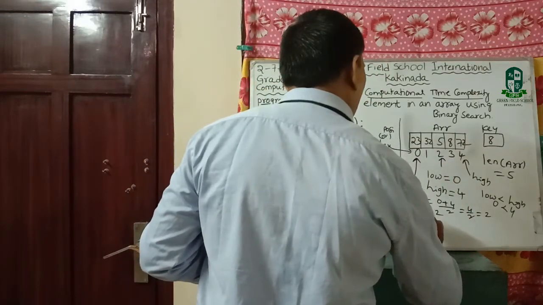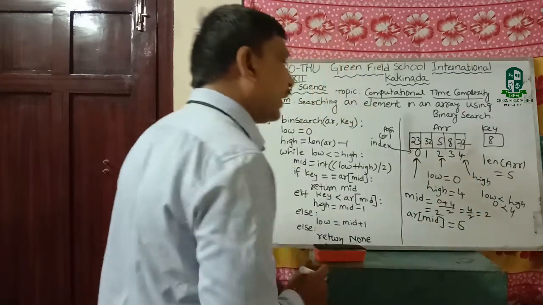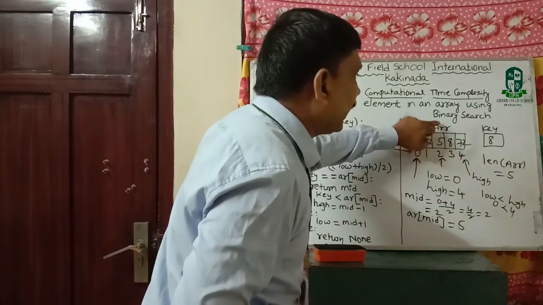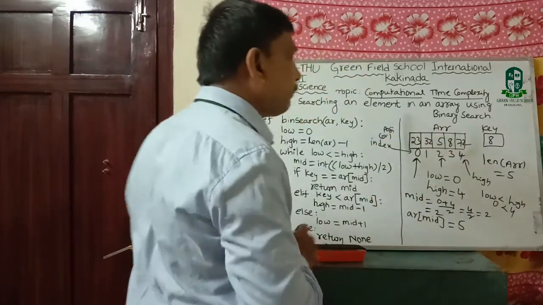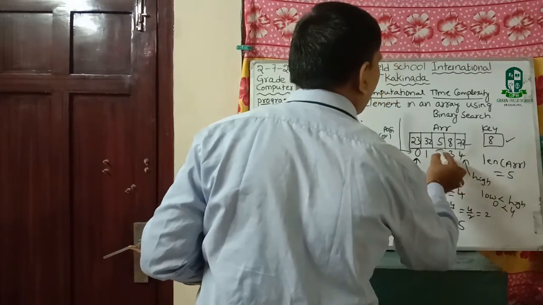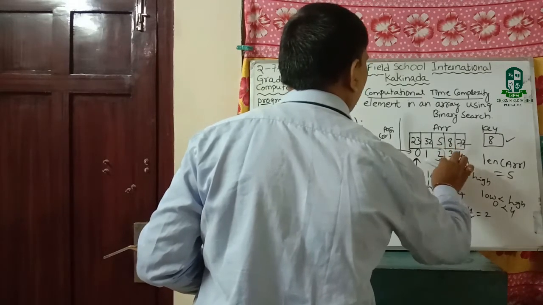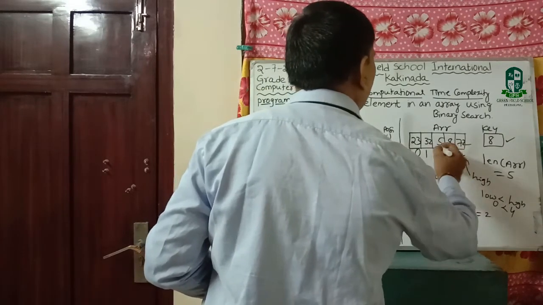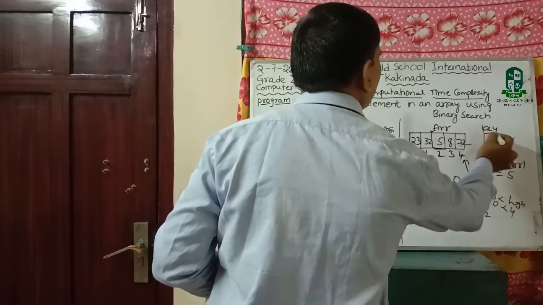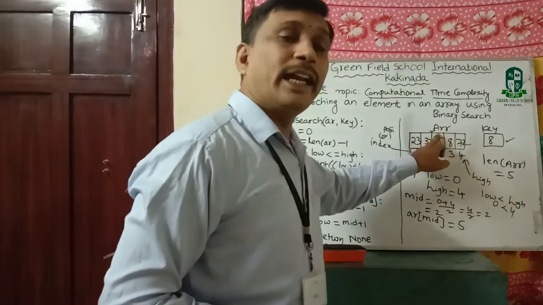Then array of mid is equal to 5. Then we compare. Our key element is 8 and our mid position is 2, where the mid element is 5. We compare 5 with 8. So the key element is greater than array of mid.